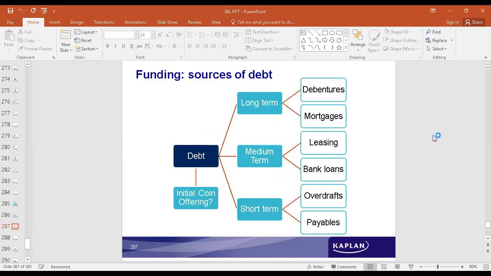Then there are sources of debt, as I was explaining to you. There is one major source from which the funds are invested. The funds are raised from debt holders. These are not owners. There are external investors who contribute their capital to the business, which we call debt capital.